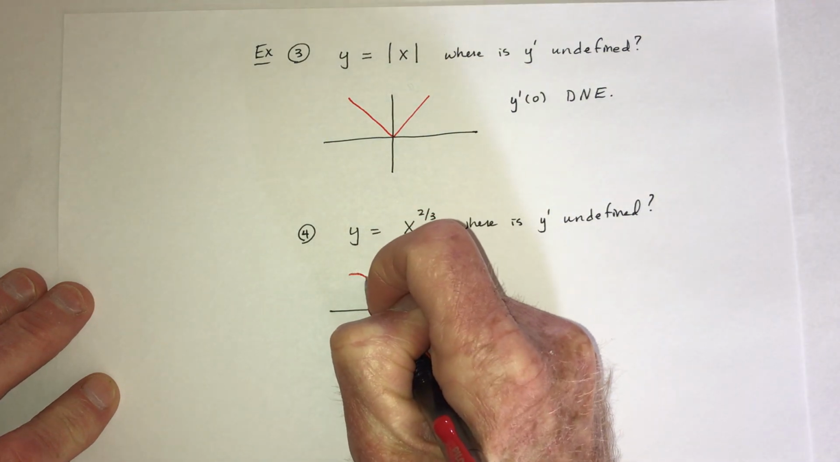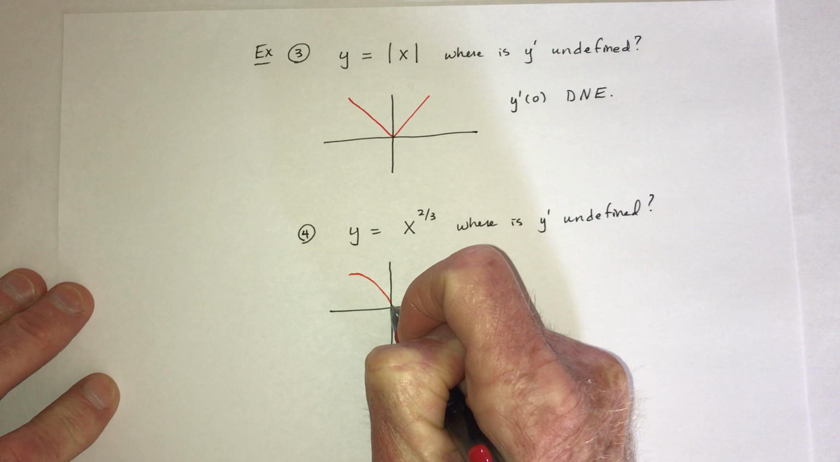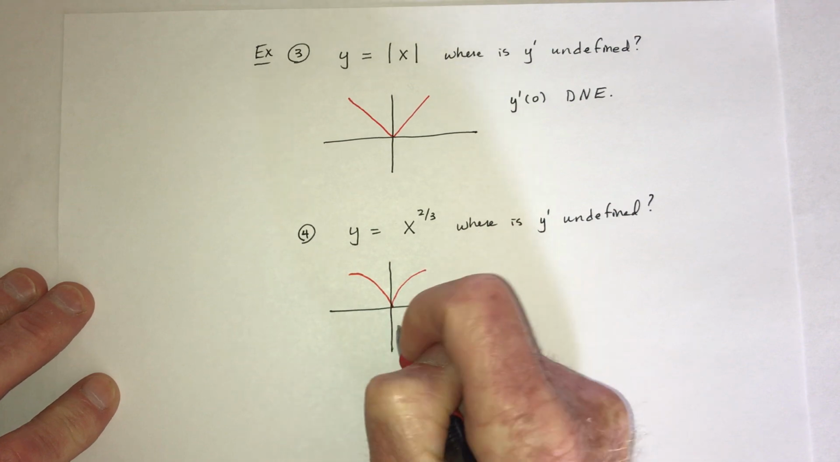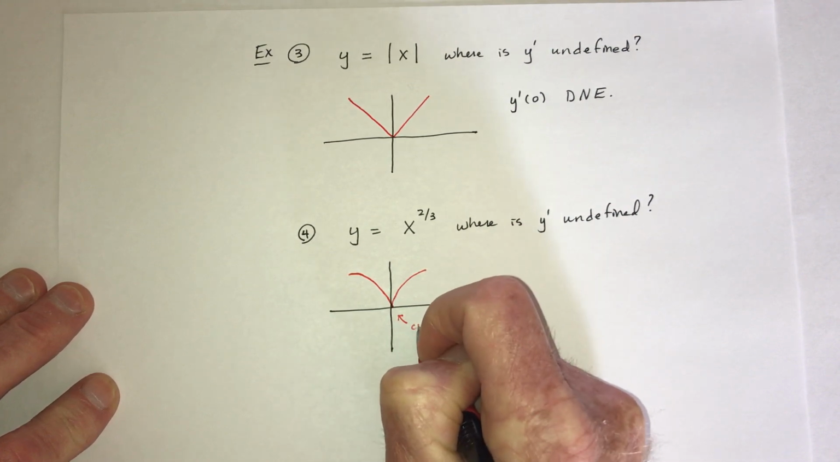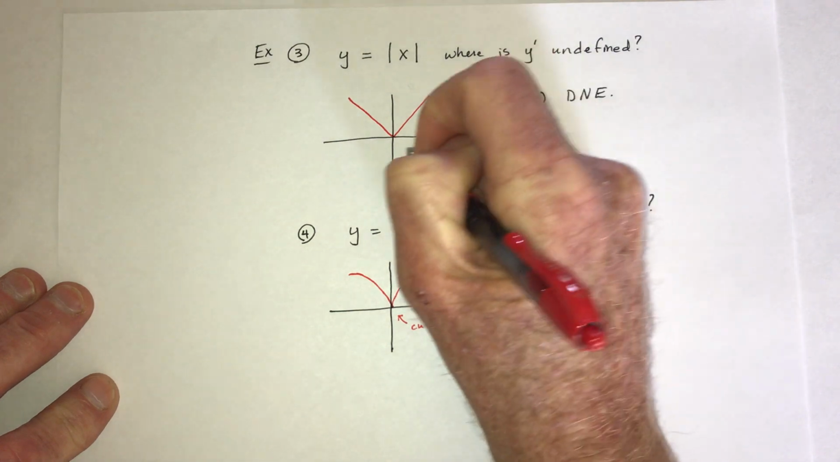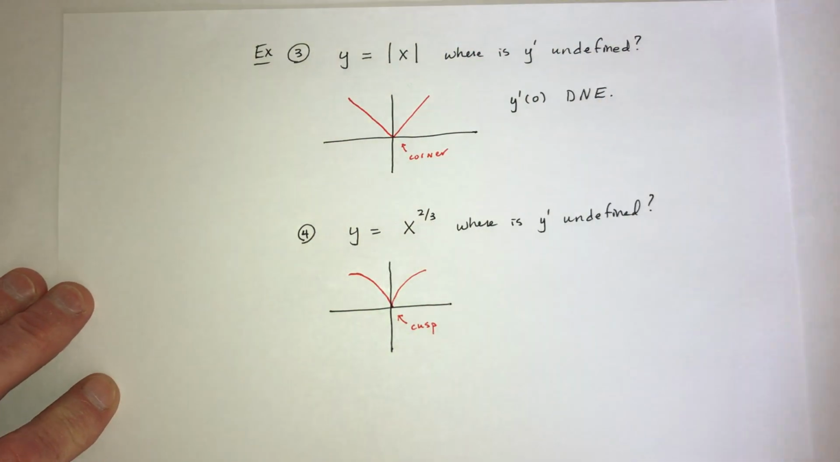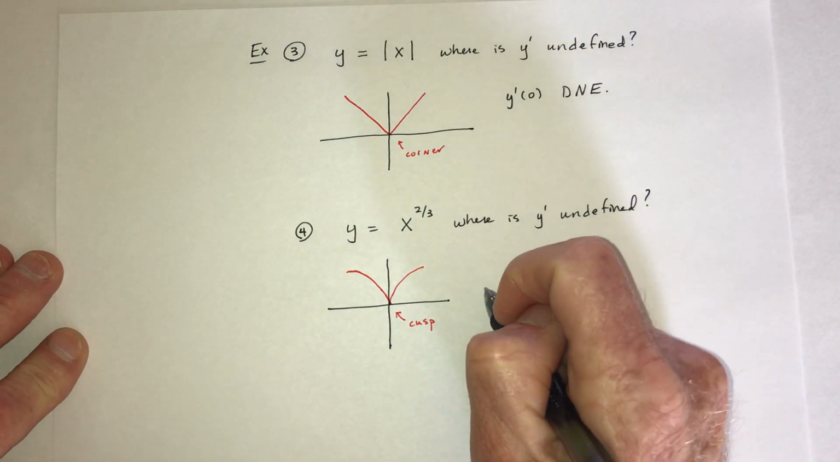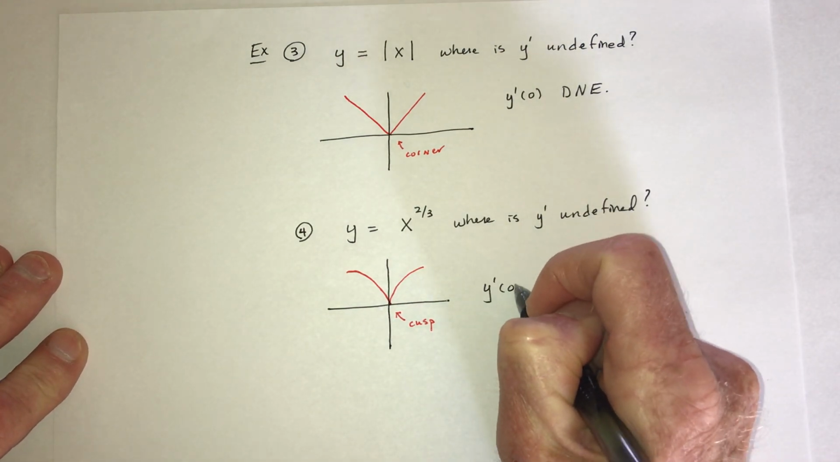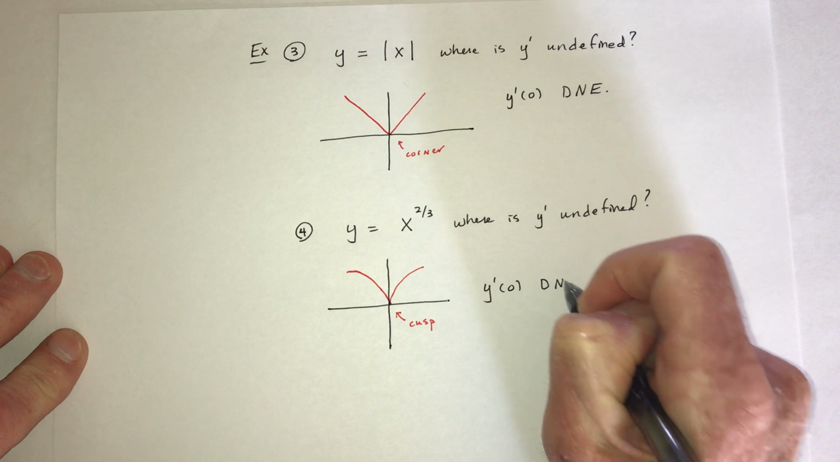So this one comes in, it bounces off the x-axis, and then that is a cusp. I forgot to say or write down, that one is a corner. So y prime at 0 does not exist.